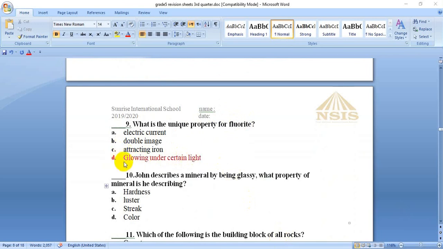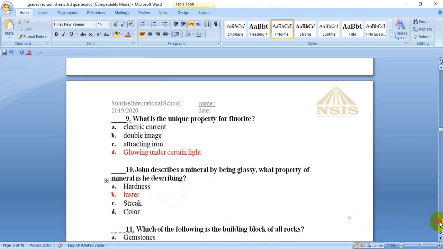Letter D. Question 10. John describes a mineral as being glassy. What property of mineral is he describing? When we describe a mineral by looking like glass, which kind of property is this? Hardness, luster, streak, or color? What do you think? Yes, this is the luster. So letter B.